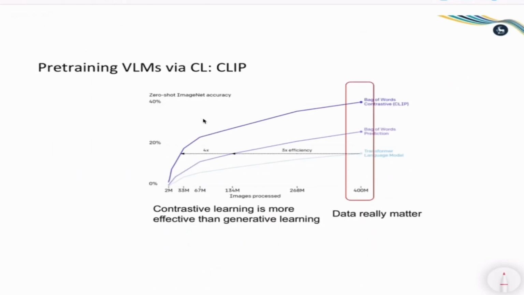So I will put some of the results for this, and I will leave a lot of it for you to read and study. It's quite interesting to see and study. So they are reporting zero-shot ImageNet accuracy.